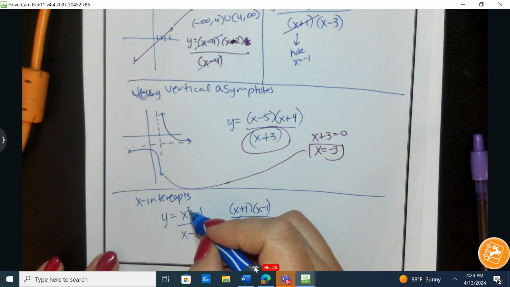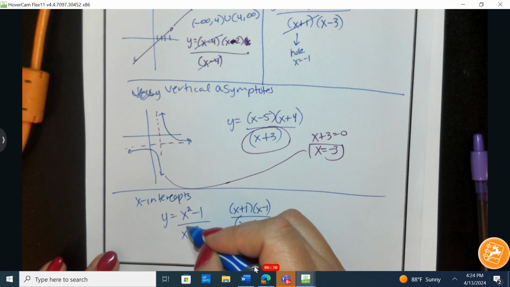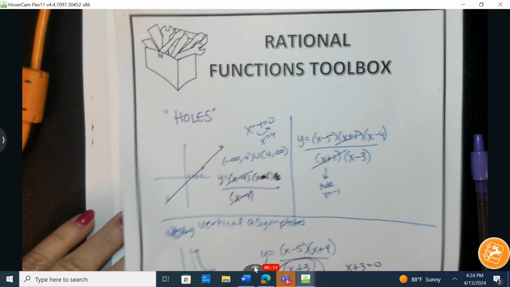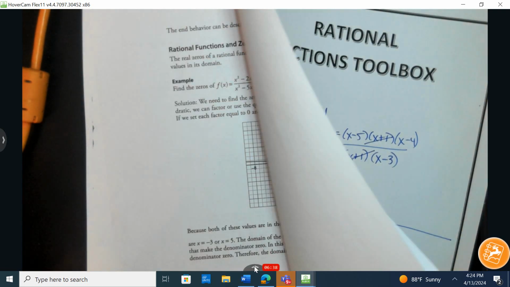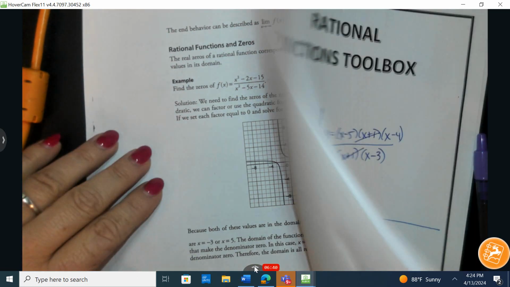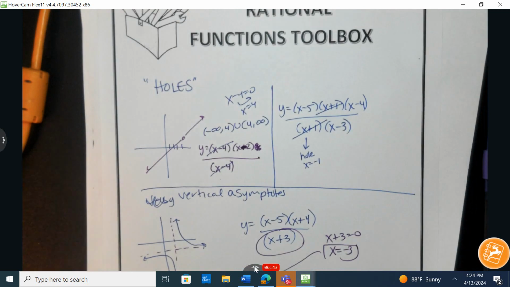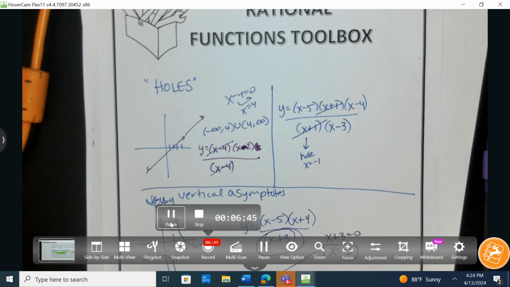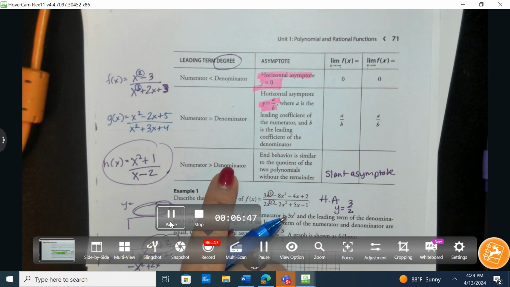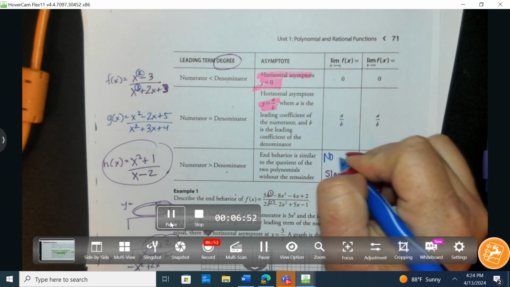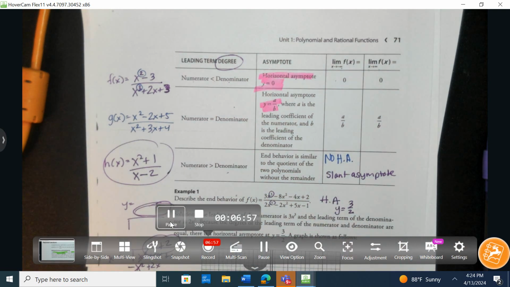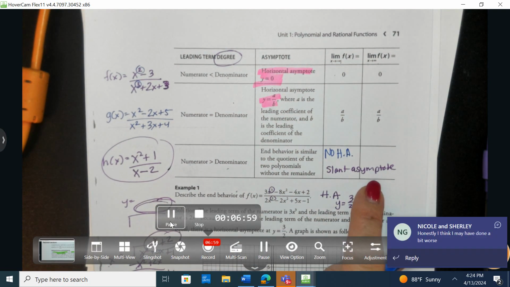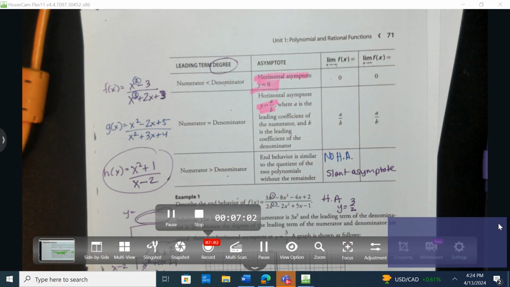And also, by the way, in this particular problem, look at the degree of the numerator on top is greater than the degree of the denominator on the bottom. There is no horizontal asymptote. Please write no horizontal asymptote. In this situation, there is never a horizontal asymptote. Okay? We will have a slant asymptote, but no horizontal asymptote.